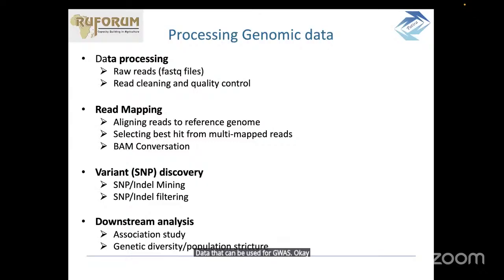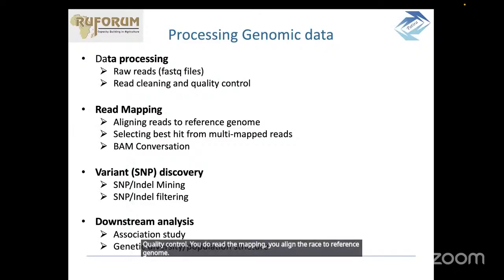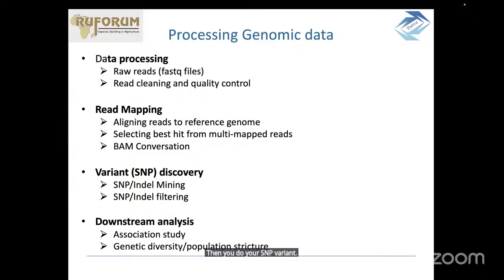Okay, how do you process genomic data? Always start with raw reads, the FASTQ file. Do the cleaning, quality control, you do the read mapping, you align the reads to the reference genome, select the best hit from multi-mapped reads, you do the BAM conversion, then you do your SNP variant calling, okay? And then you do downstream analysis.